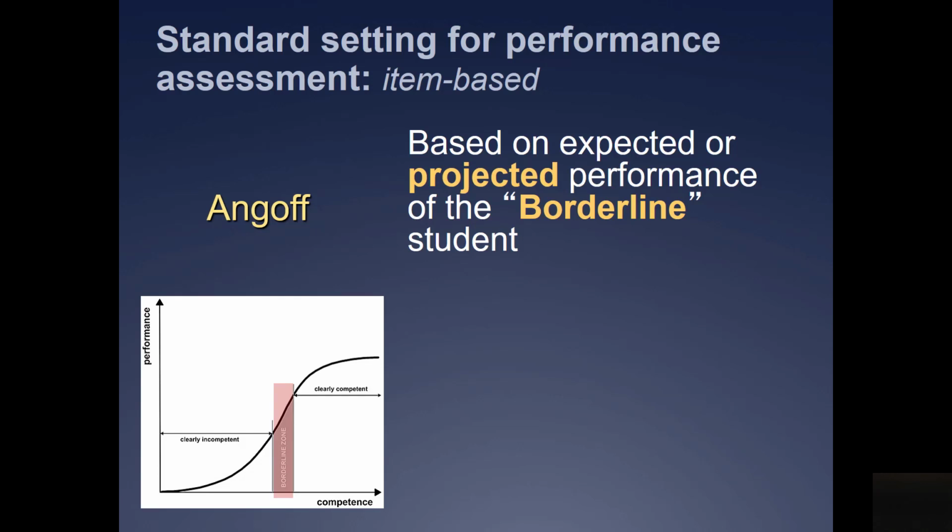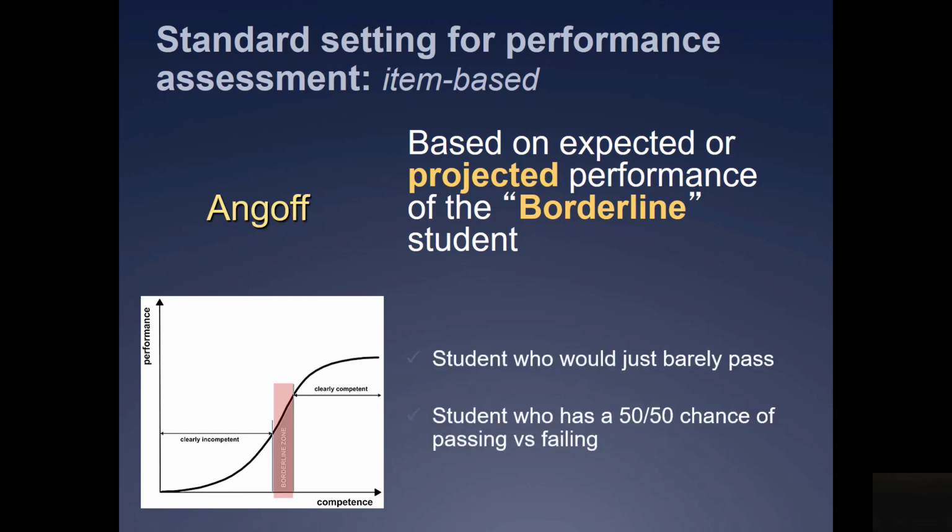What I'm going to start with is the Angoff method, which again is the item-based standard setting process. And what we want to do is we're basing this on projected performance score of the borderline student. And what do I mean by that? Here we have this pink zone, and are they passing? Are they not? It's that student that will maybe pass. In language that we use is barely pass. The student who has a 50-50 chance of passing versus failing. So that borderline student, that's who we're targeting during the Angoff process.